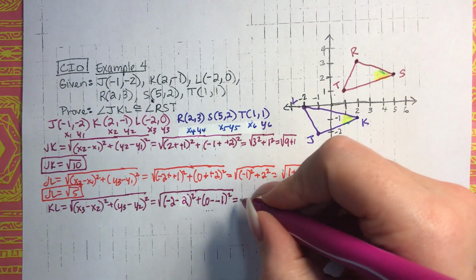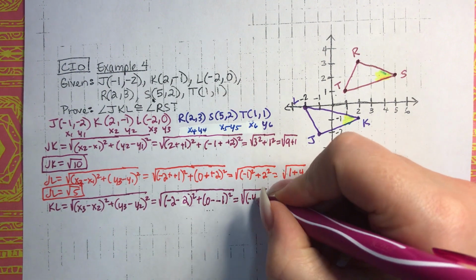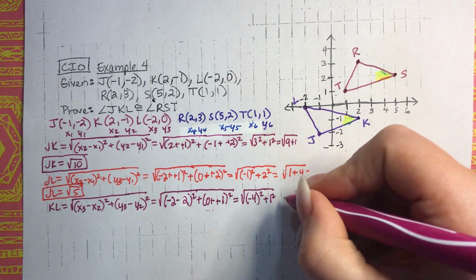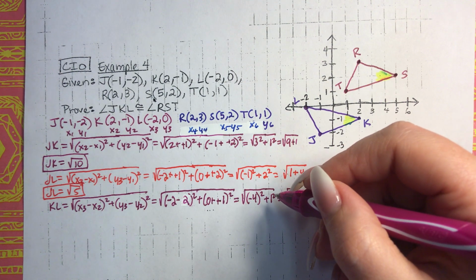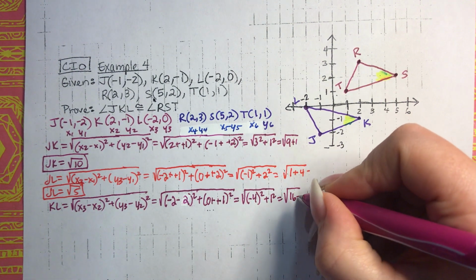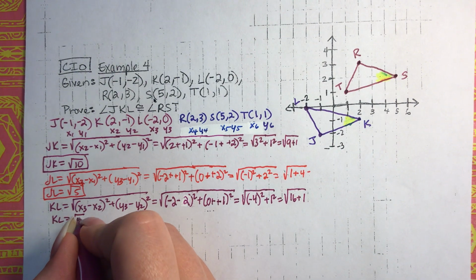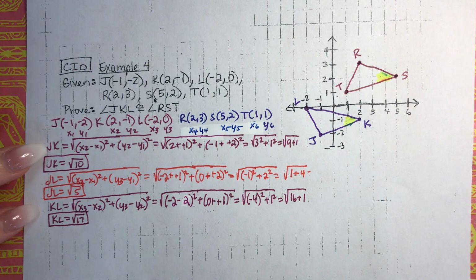All right, now we simplify. -2 minus 2 is -4 squared plus those two negatives become positive, which is 1 squared. A negative times a negative is a positive. 4 times 4 is 16, plus 1 times 1 is 1. So we end up with KL equaling the square root of 17, and that is in simplified form as well. So that's great. We have our 3 sides here, and now we just need to do the other triangle's 3 sides.